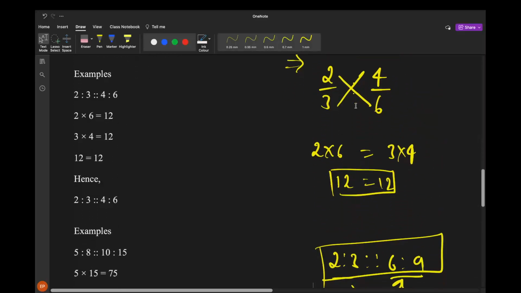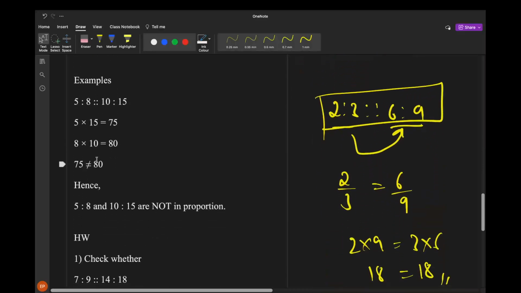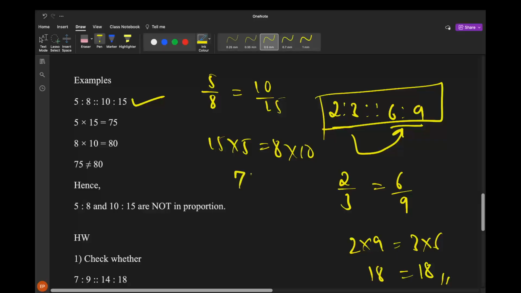See here one example, like 2 is to 3, 4 is to 6. As I multiplied, they multiplied and showed 12 is equal to 12. So hence they are in proportion. This is another example, 5 ratio 8 and 10 ratio 15. But here we are getting 75 and 80. So both are not equal. So this is not in proportion. 5 by 8, which is 10 by 15. Cross multiply: 15 into 5, 8 into 10. But we are getting 75 equal to 80. 15 5s are 75. 8 10s are 80, which is not equal. 75 not equal to 80, so both are not in proportion.